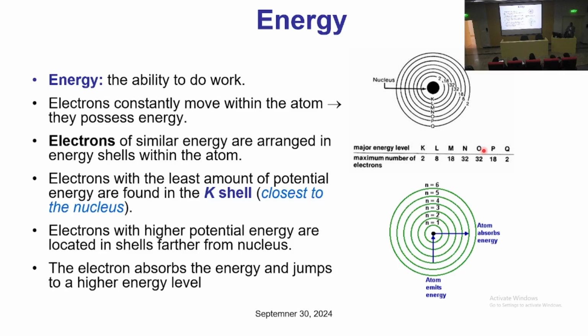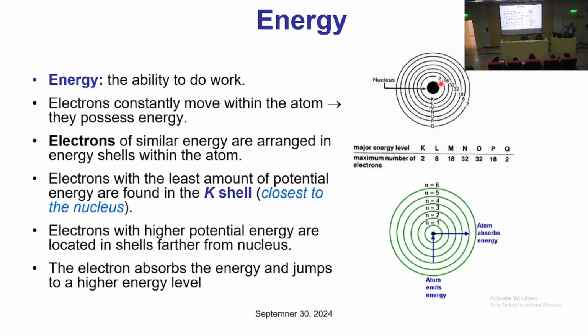So electrons of similar energy are arranged in energy shells within the atom, as we said, 2, 8, 18, 32, 32, 18, until 2. Usually, electrons with the lowest energy are found within the K shell. So they are the closest to the nucleus. The electrons with the lowest energy are found closest to the nucleus, and the electrons with higher energy are found farthest from the nucleus.